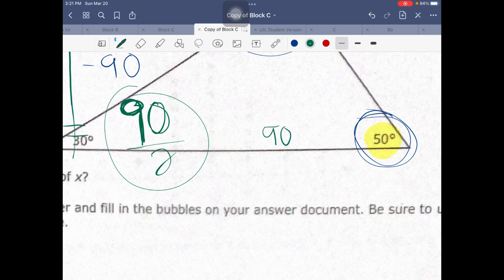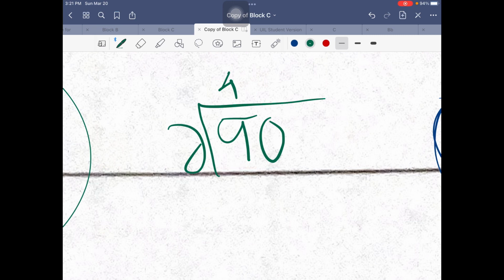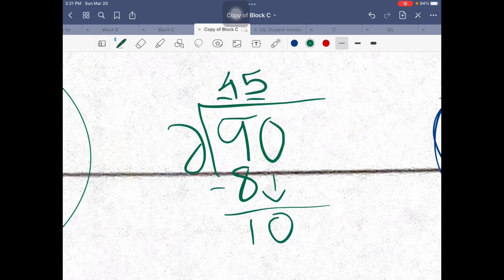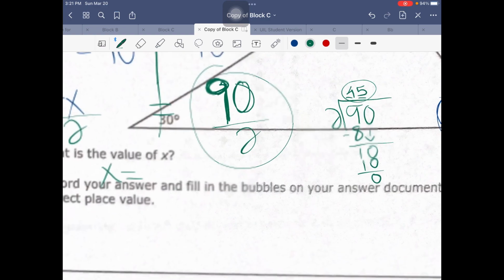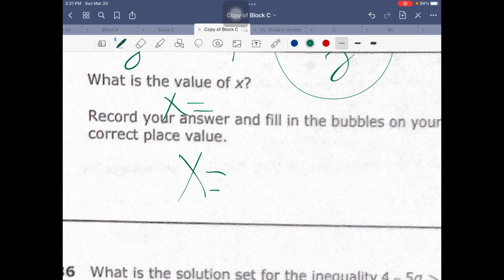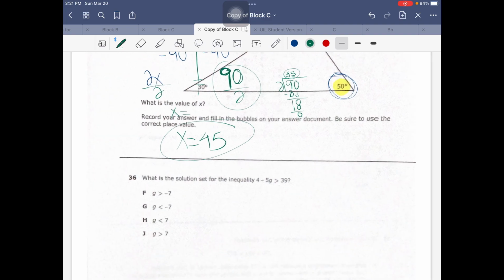So when I divide 90 by 2, how many times can 2 go into 9? 4. What's 2 times 4? 8. 9 minus 8 is 1. Then you bring the 0 down. 2 times what gives you 10? 5. That means x equals 45. And that's your answer for number 35.